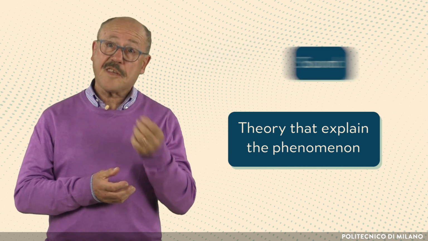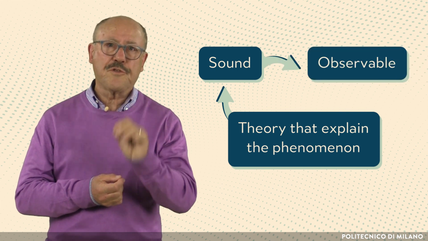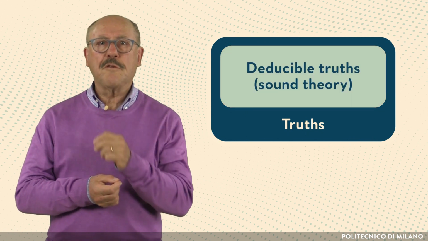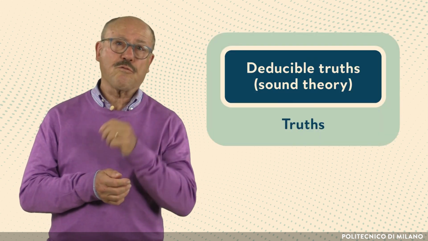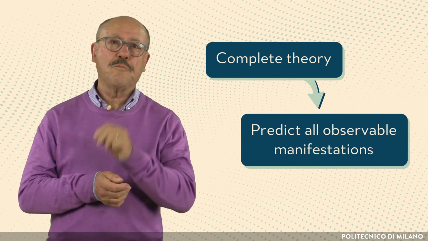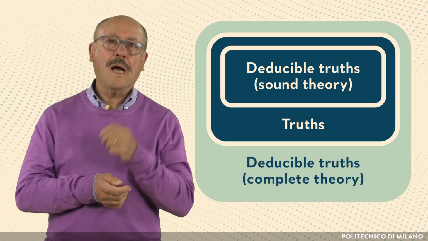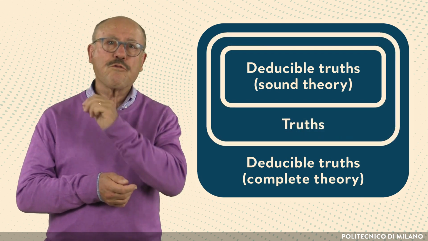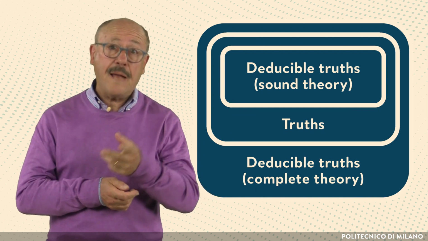The theory is sound if all the potential predictions made by the theory are actually observable for the real phenomenon. As the picture shows, a sound theory only allows truths to be deduced, but not necessarily all truths. A theory is complete if it can predict all actually observable manifestations. As the picture shows, a complete theory allows all truths to be deduced, but also, possibly, non-true things. Ideally, the theory should be both sound and complete.